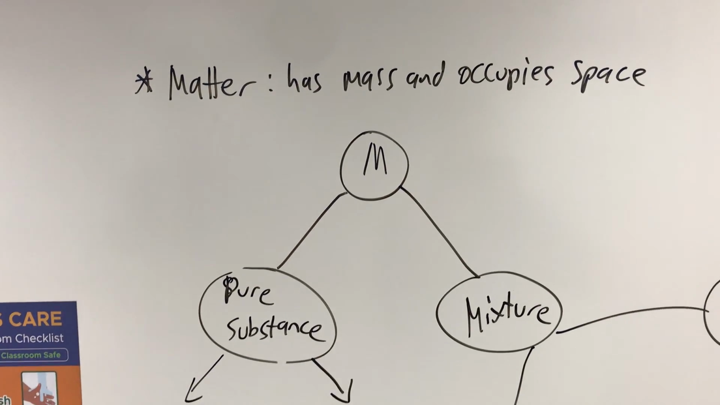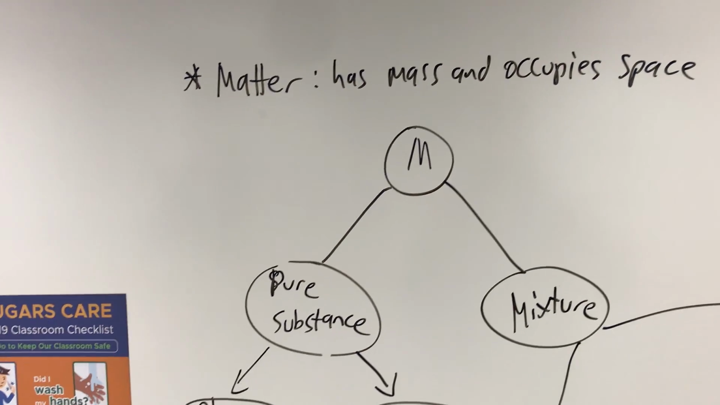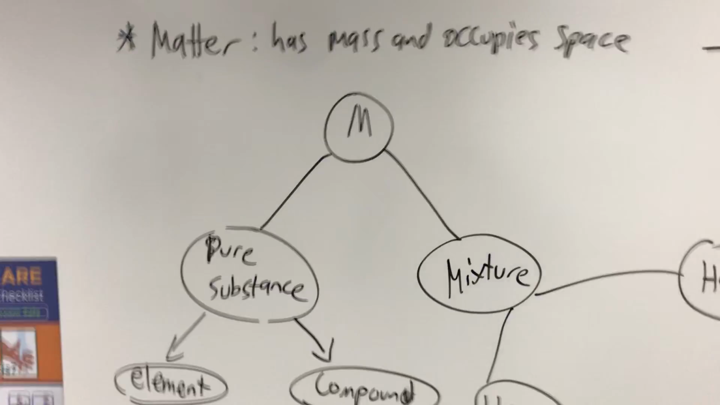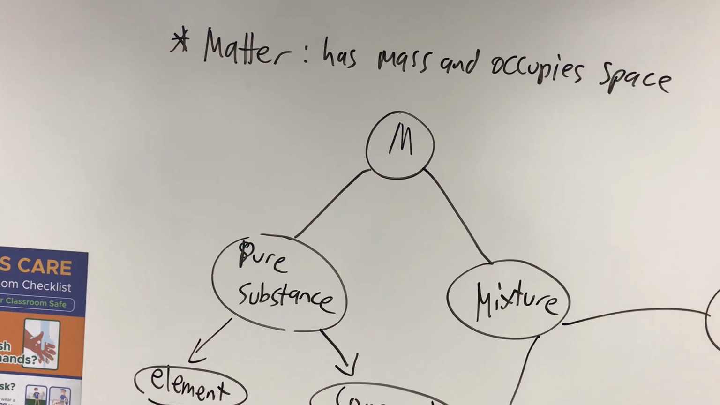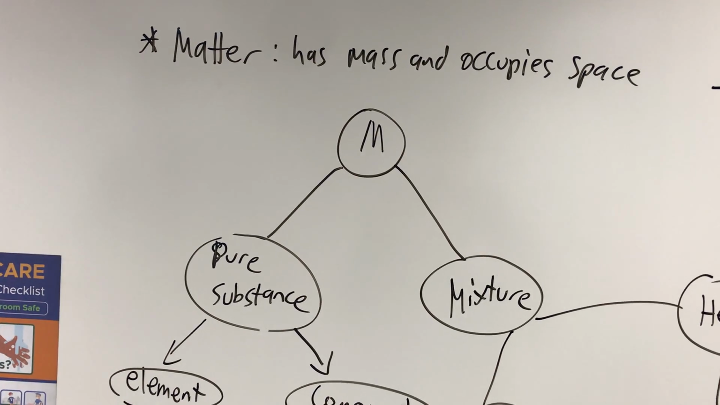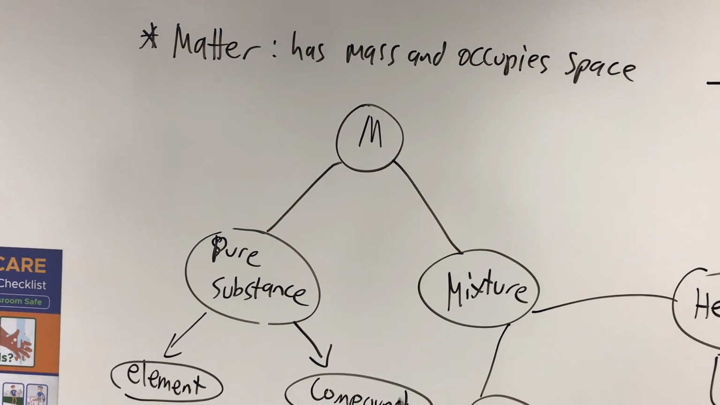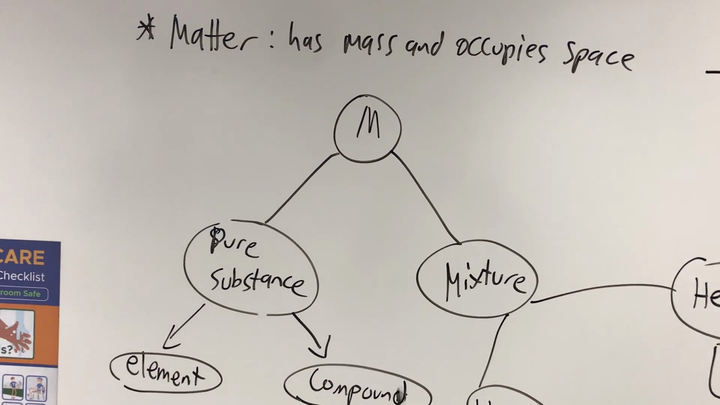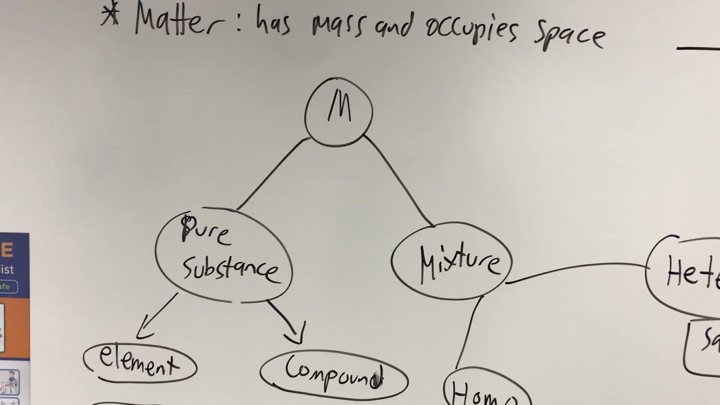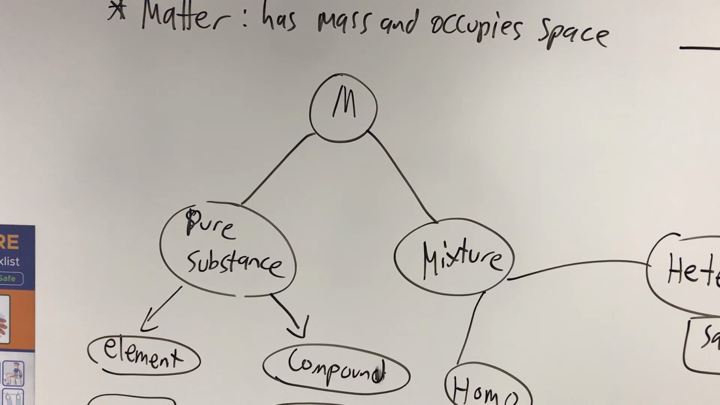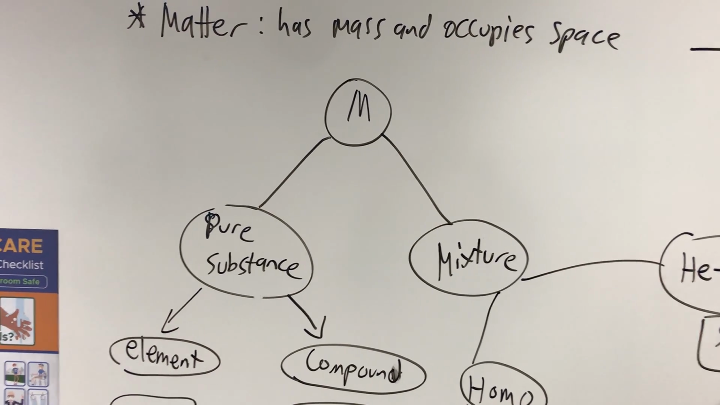So you can split that off into two things. You can split off into a pure substance, or you can split off into a mixture. It is important to differentiate between the two because you can separate mixtures, but pure substances you cannot. And so if you have a mixture of something, it could tamper with your experiments versus if you have a pure substance of something.